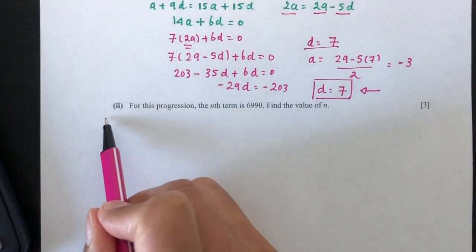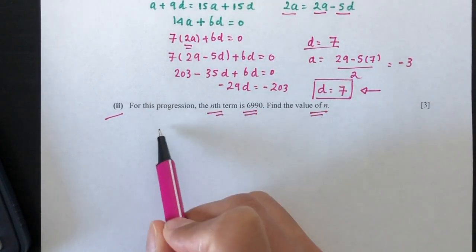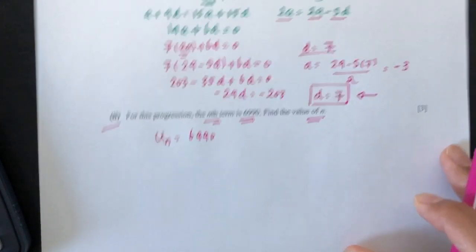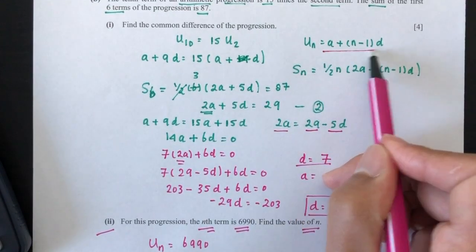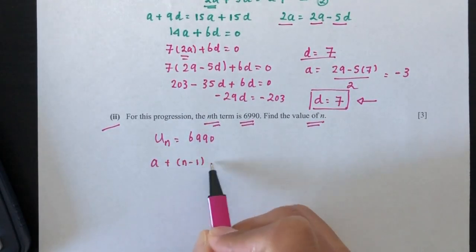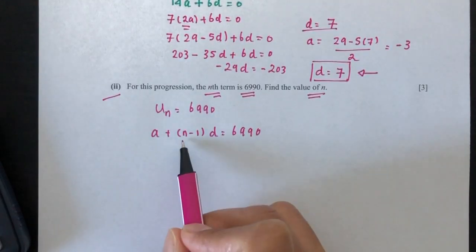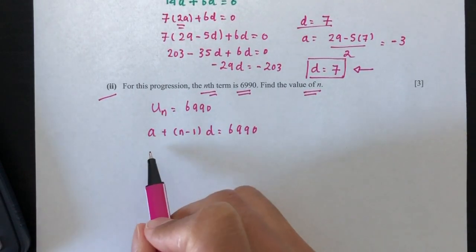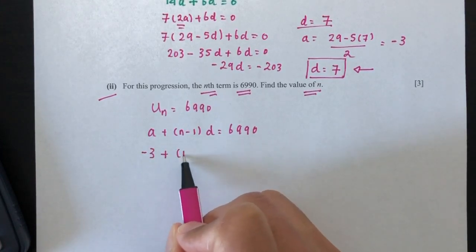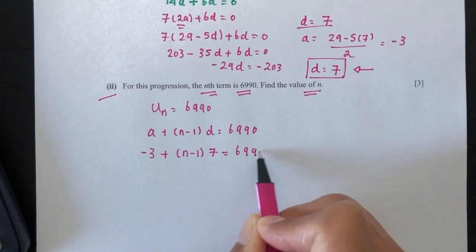Now for part 2, for this progression, the nth term is given by this. Find the value of n. So un is given by 6990. As you can see, the formula for un is a plus n minus 1 times d equal to 6990, and we have to find the value of n. So the first term is minus 3 plus, we don't know, n minus 1 times d, which is 7, equal to 6990.